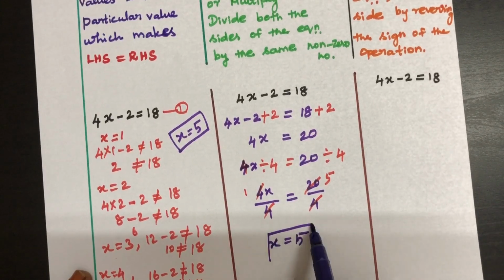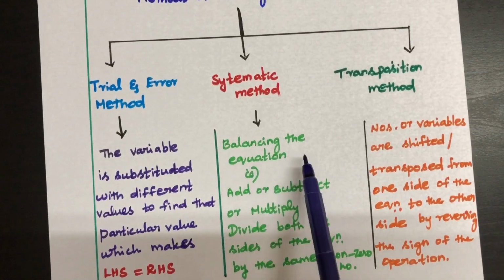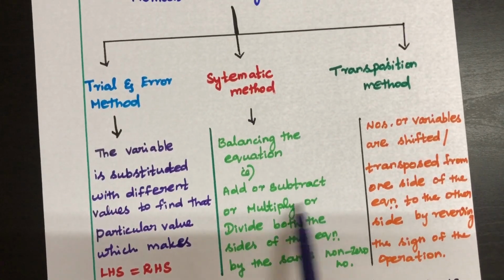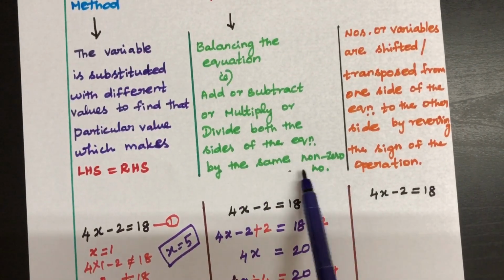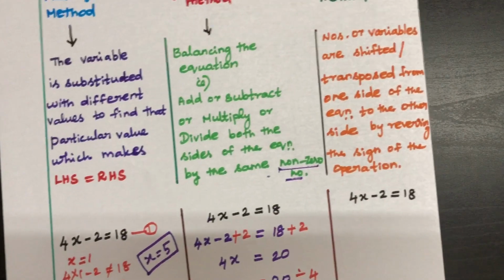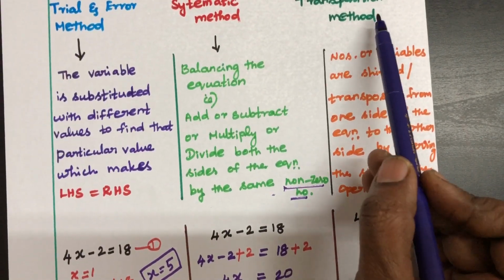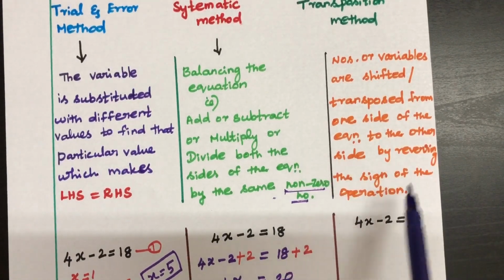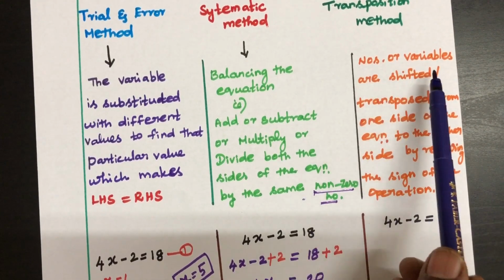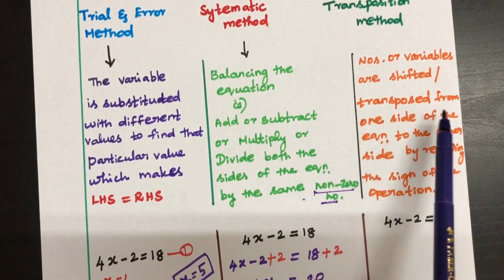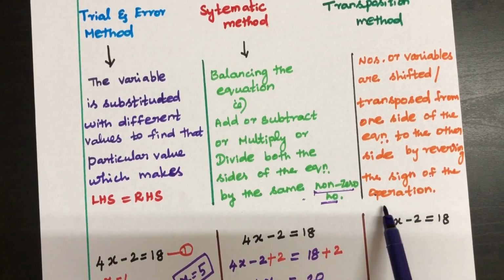This is the solution using the systematic method, that is balancing the equation: add, subtract, multiply or divide both sides of the equation by the same non-zero number. Now the transposition method is one of the important methods, and we are going to use it in future also. So concentrate on this. Numbers or variables are shifted, that is transposed, from one side of the equation to the other side by reversing the sign of the operation.